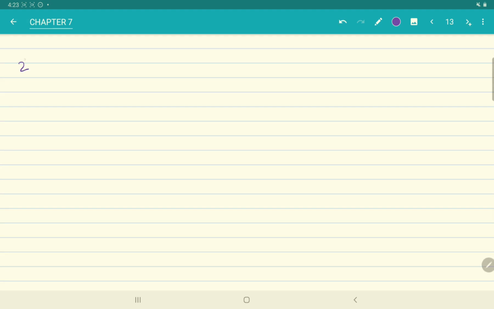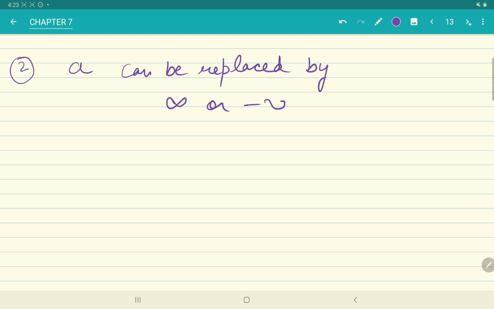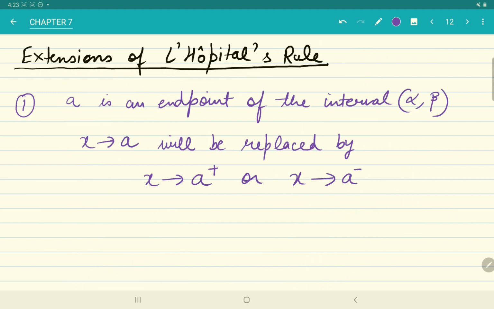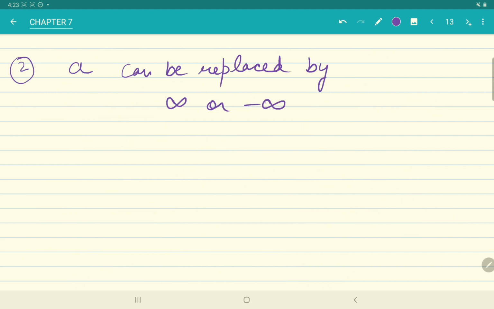Let's take up the second extension now. Wherever we have written A, this can also be replaced by infinity or minus infinity. So in this case, if I am writing limit x tending to infinity f prime x by g prime x is equal to L, then limit x tending to infinity f of x by g of x is equal to limit x tending to infinity f prime x by g prime x equal to L. So A can be replaced by infinity or minus infinity.